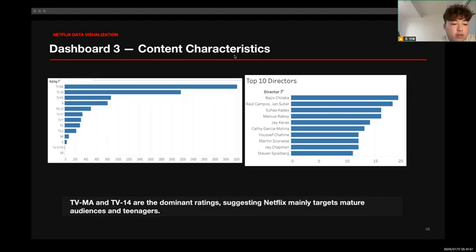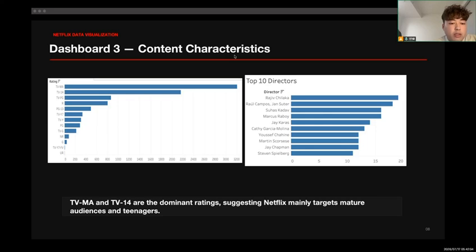The second chart shows the top 10 directors. Although each director contributes only a relatively small number of titles, this chart highlights some of the most active directors in the Netflix catalog. It also shows that Netflix collaborates with creators from different countries and different backgrounds.